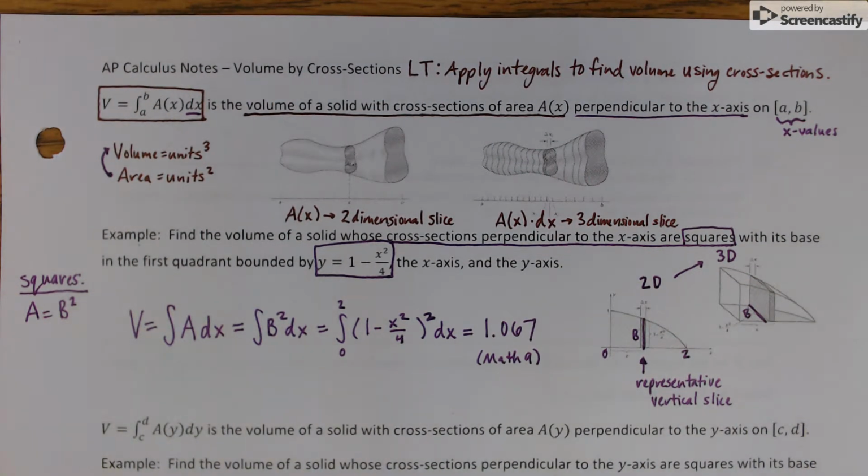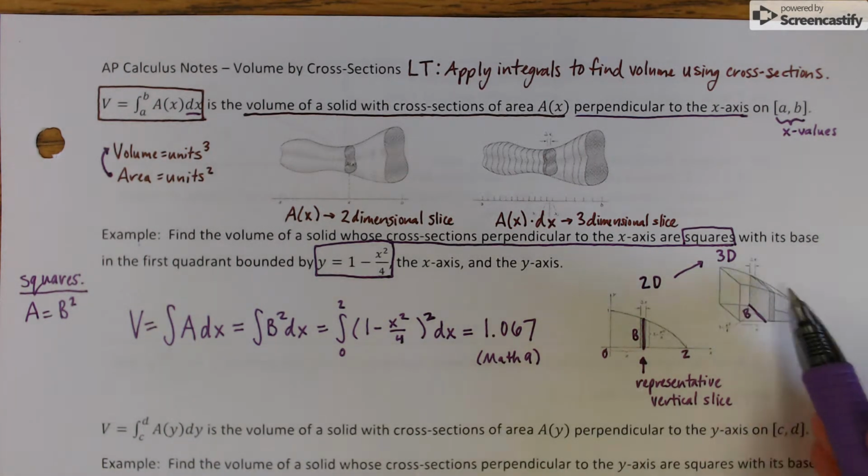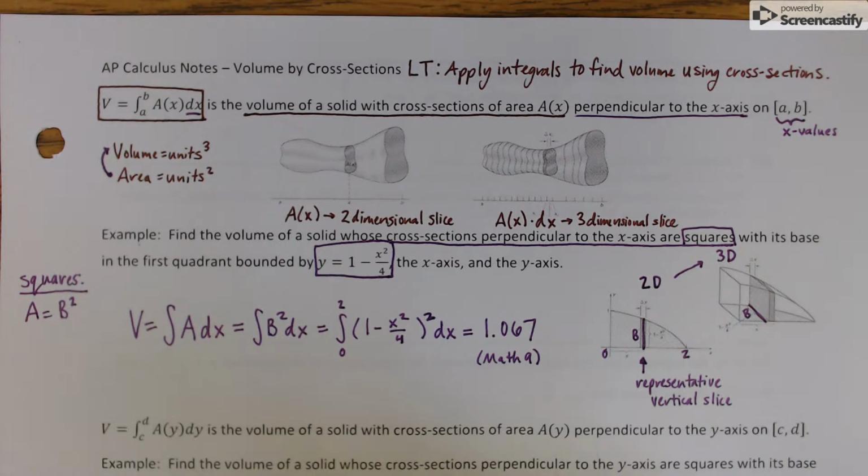You'll find that a lot of these questions are calculated, not all of them, but just for the interest of time, I put that in my Math 9. The final answer would be 1.067. So that's the volume of that three-dimensional shape with all those cross-sections being squares.